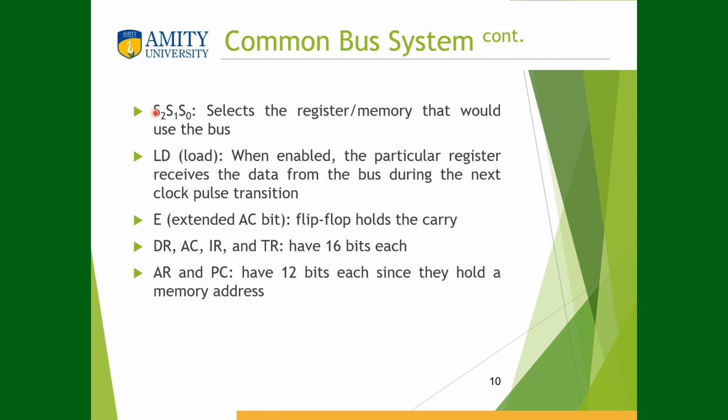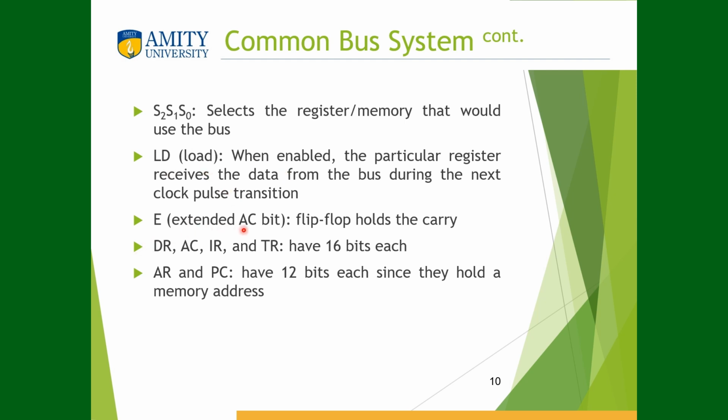As we saw previously, the selects S0, S1 and S2 select the register or memory that would use the bus. Load, whenever enabled, means the particular register for which the load is enabled will receive data from the bus during the next clock transition. That means that once the clock cycle in which the load is made 1 is over, the next clock cycle is when the data will be loaded onto that certain register.